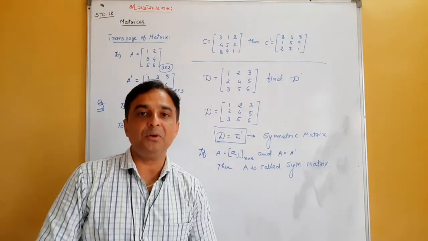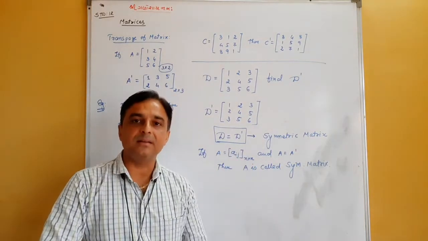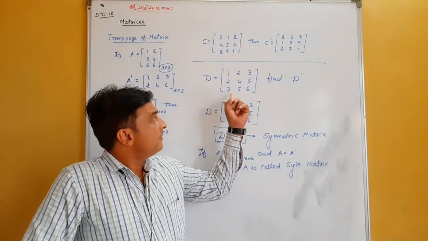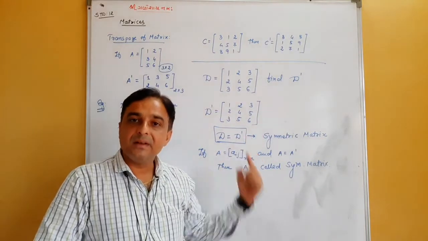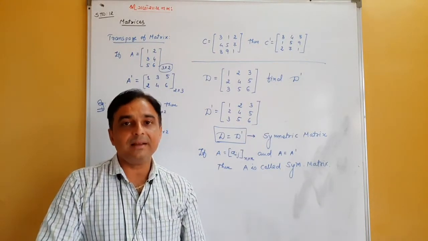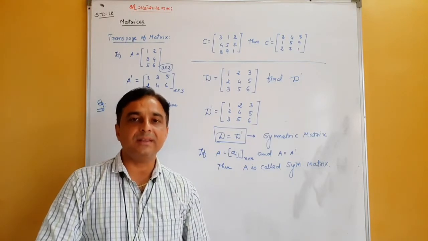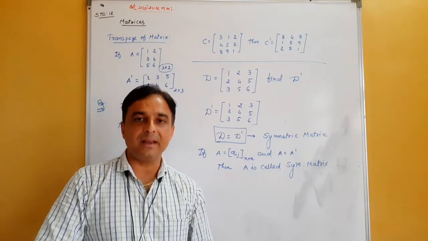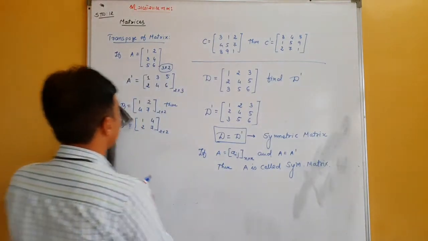It has an important place in mathematics. A and A dash are the same. So if a matrix and its transpose are equal, then we can say that it is a symmetric matrix. Let's see the next type of matrix.